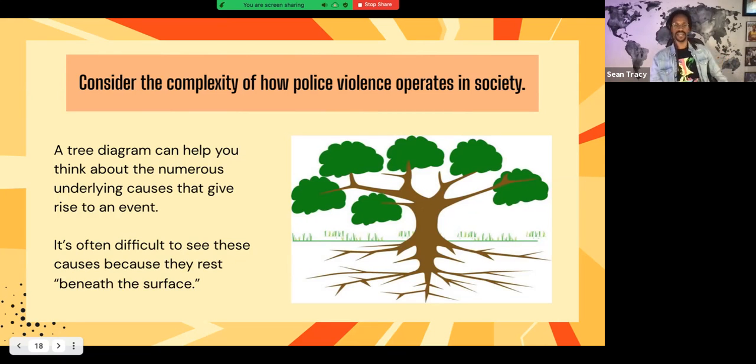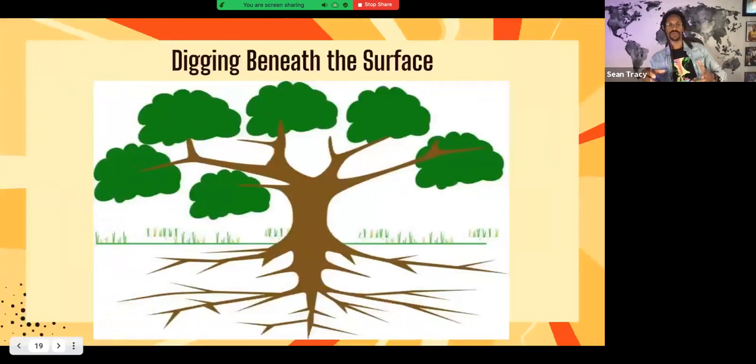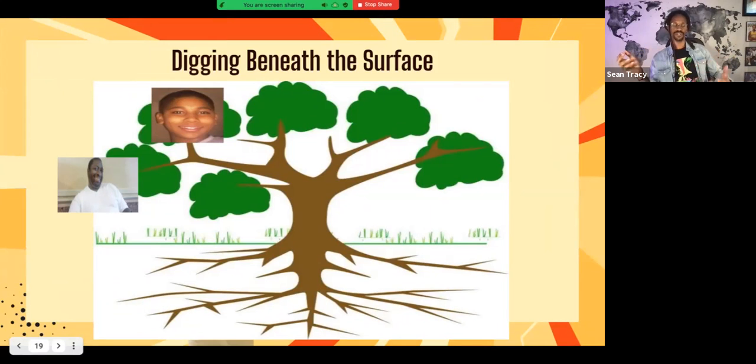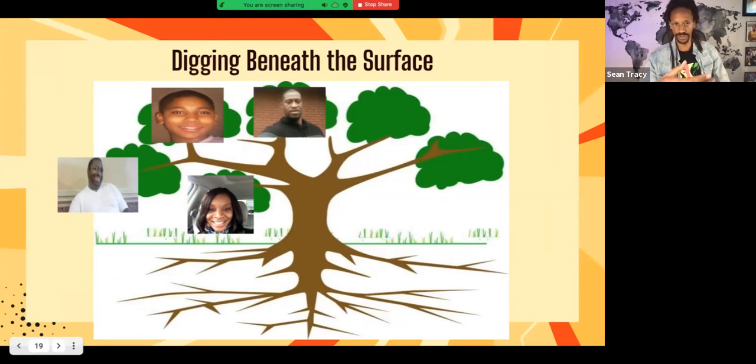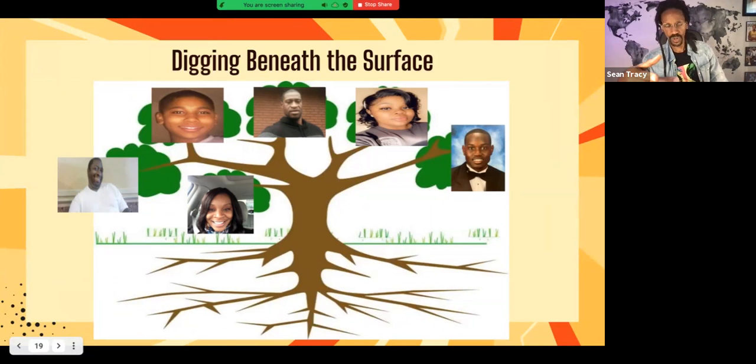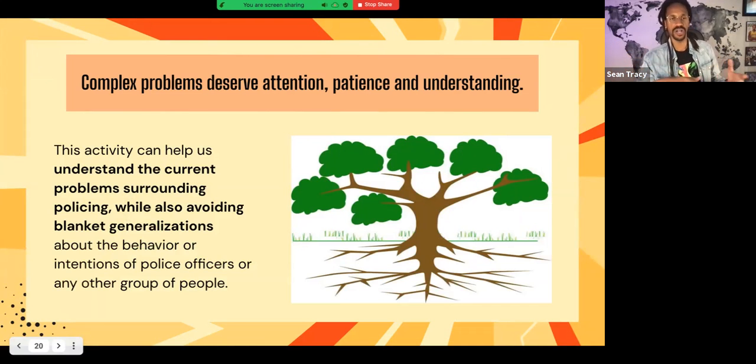When we're talking about police brutality, digging beneath the surface and looking at the root cause of these issues, we would do an activity where we ask the students if they know who these individuals are on these trees. Then we would talk about their individual circumstances and what happened, and the pattern being that they all were victims of police brutality.